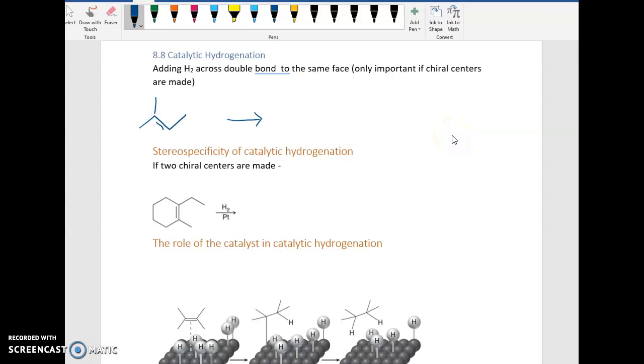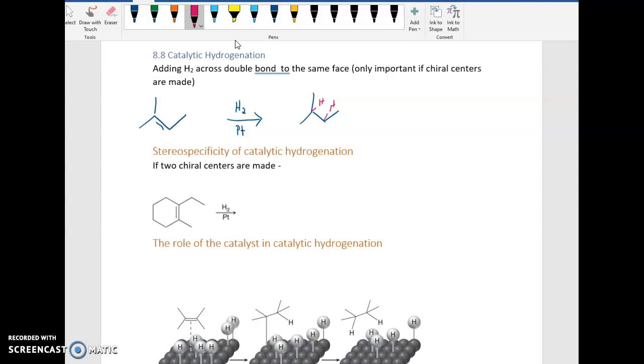Okay, so far we've added hydrogen halogen, and we've added water across our double bond. Now we're going to add hydrogen. So this is catalytic hydrogenation. We're going to do this with hydrogen gas plus platinum. And it's just going to take out the double bond because we've added a hydrogen here and we added a hydrogen here.